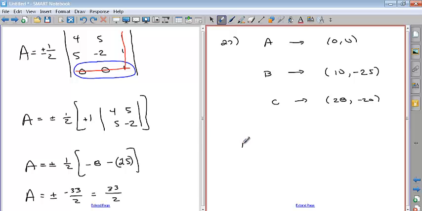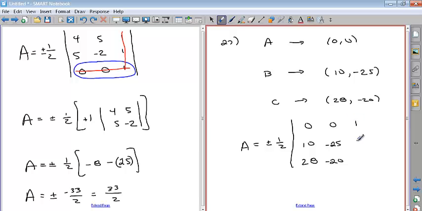So I just do the same thing. A is equal to plus or minus, or it might be minus plus. The x coordinates are 0, 10, 28. The y coordinates are 0, -25, -20.